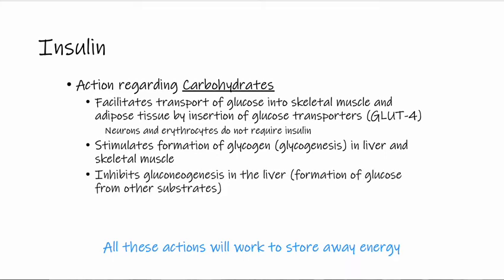Those are the two major sites of storage of glycogen. Insulin will inhibit the creation of new glucose. So it inhibits gluconeogenesis in the liver. And it will also inhibit the breakdown of glycogen, or glycogenolysis.